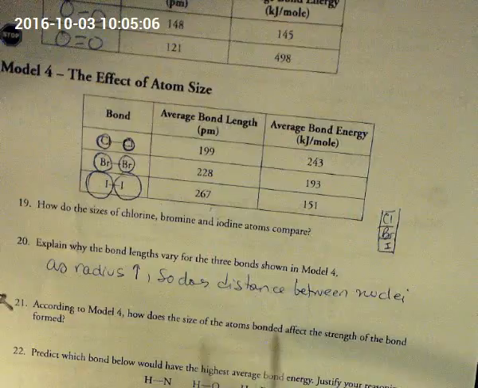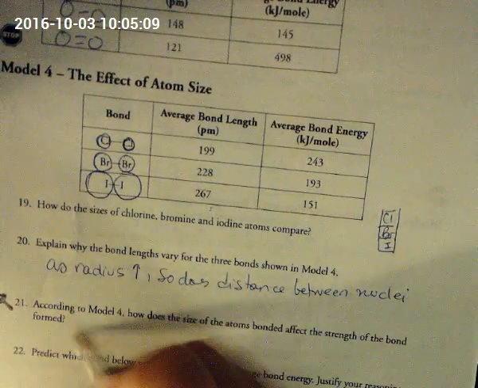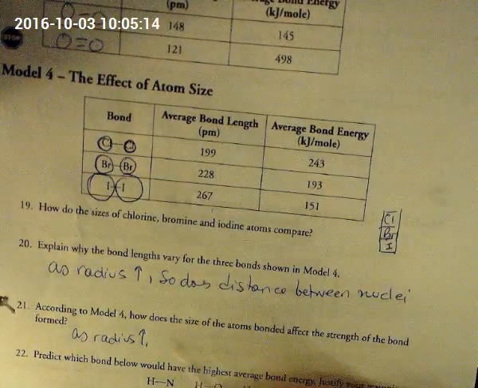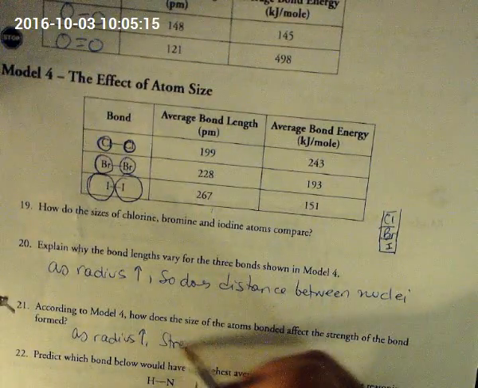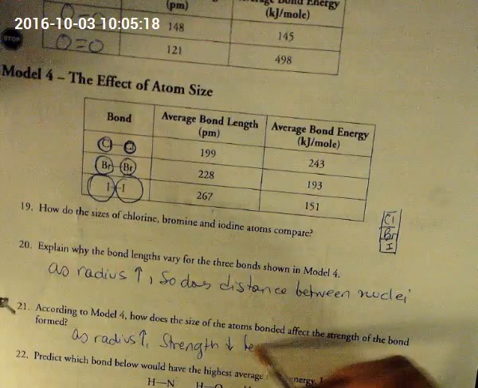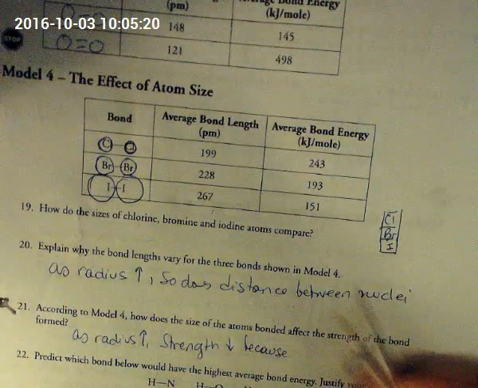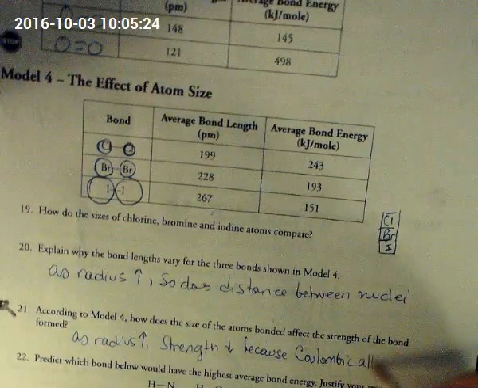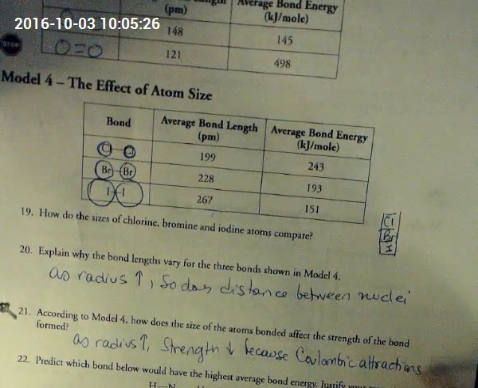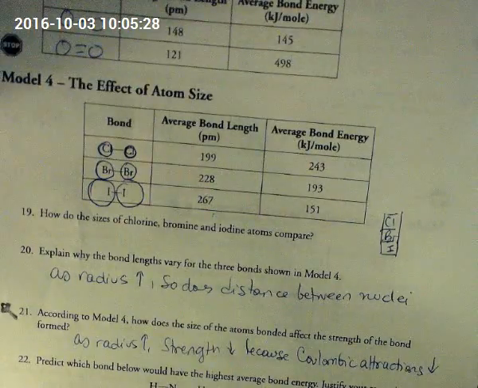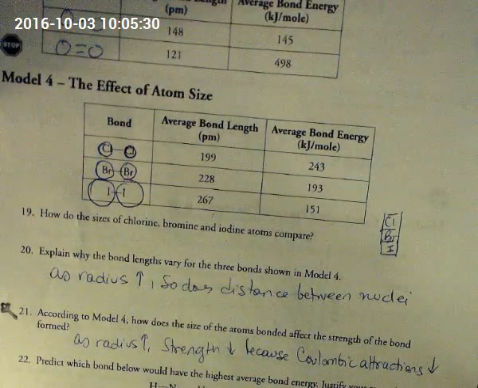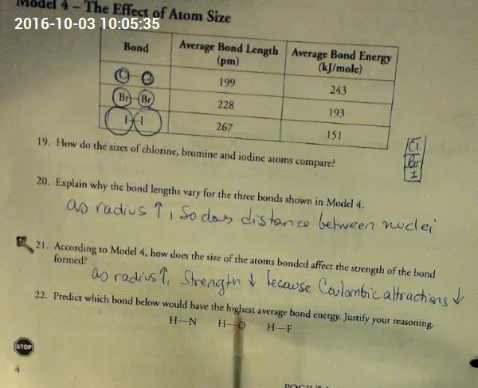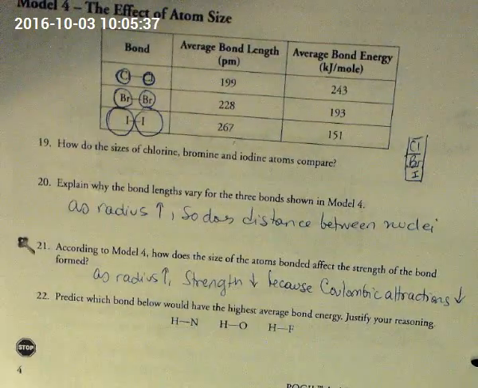So how does the size of atoms bonded affect the strength of the bond? As radius increases, strength decreases because Coulombic attractions decrease. Yeah? And then finally, 22, predict which bond below would have the highest average bond energy, justify your reasoning.